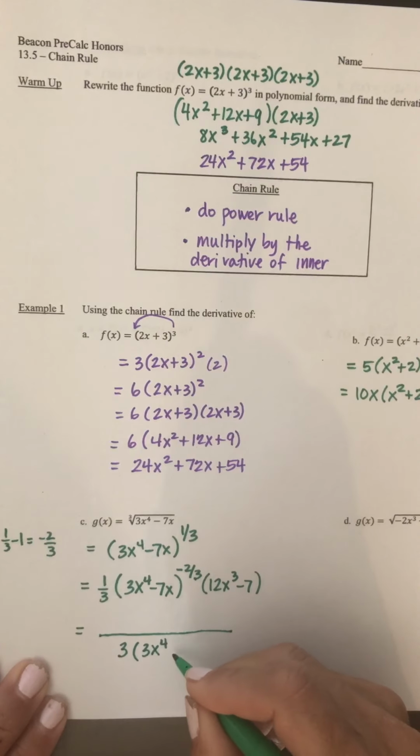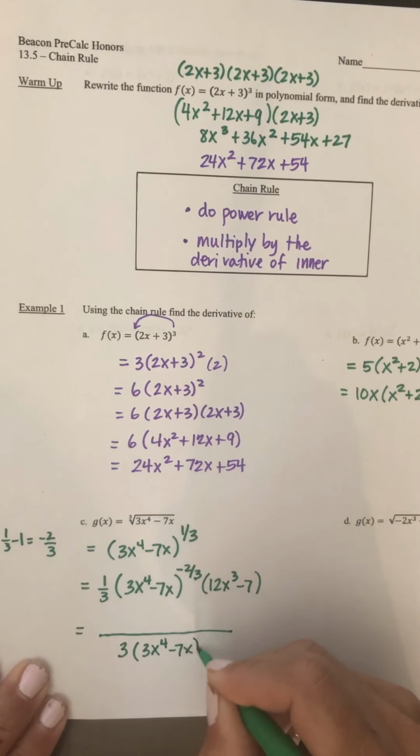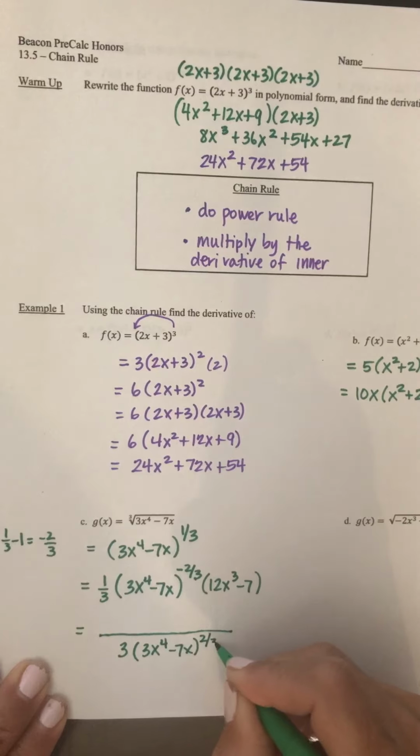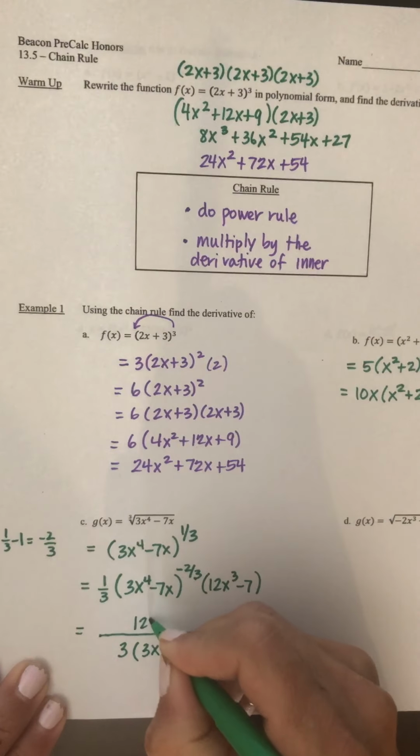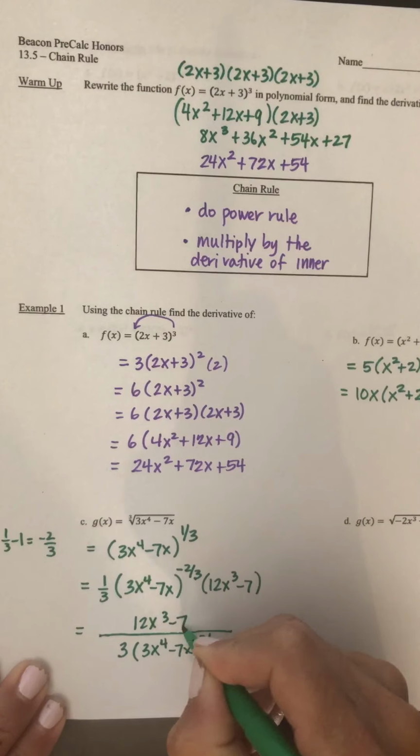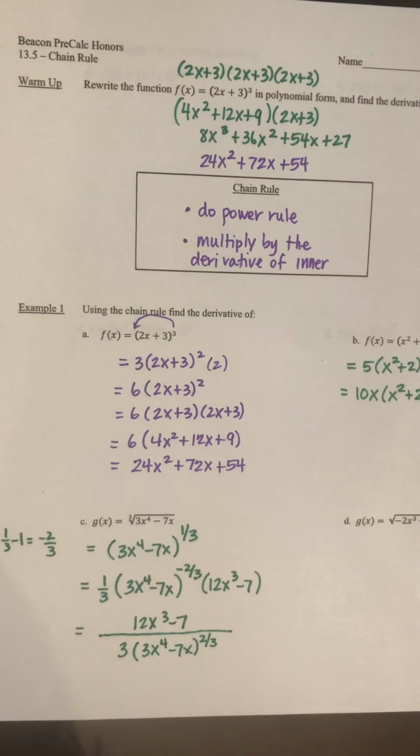So 3x to the fourth minus 7x. And now that goes to the positive 2/3. And then that 12x cubed minus 7 just stays up top. So that's the best we can do as far as making it positive powers a little bit easier to understand.